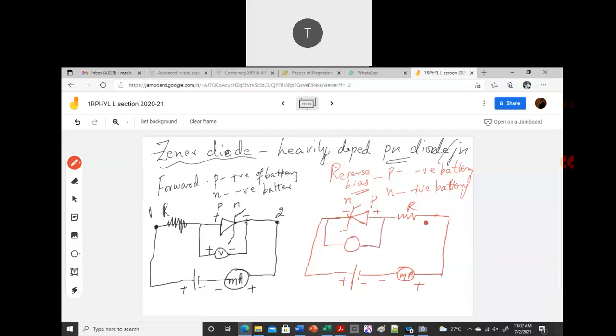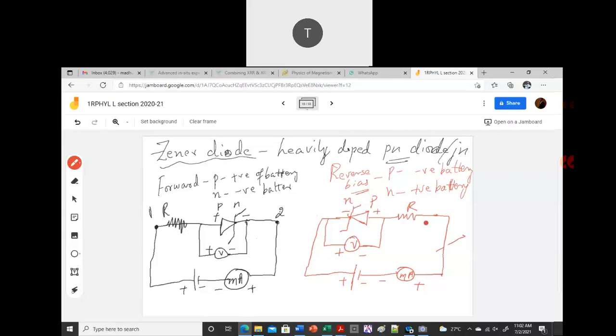The voltage will be only across your Zener. Again, for this you have to use the polarity of your battery. Positive of the battery should come to positive of the voltmeter, negative should come to negative. Same thing for your milliammeter: negative should be connected to negative, positive should be connected to positive. That is how you have to take care of the voltmeter and ammeter.